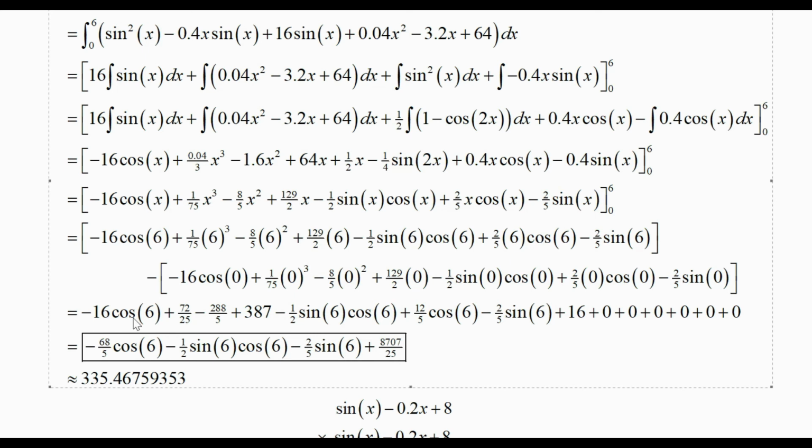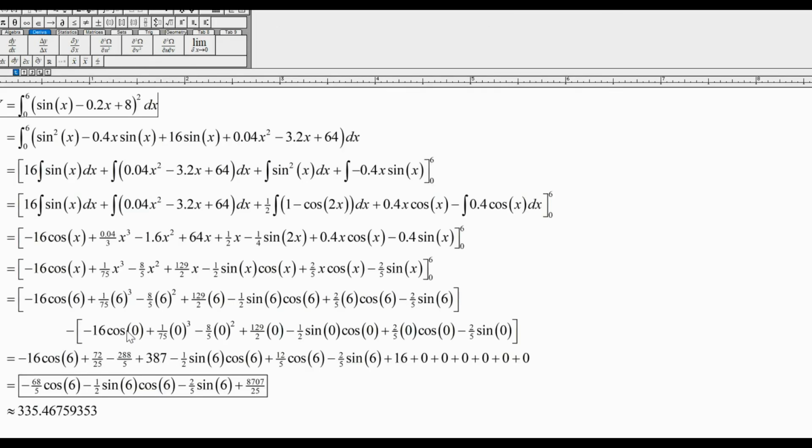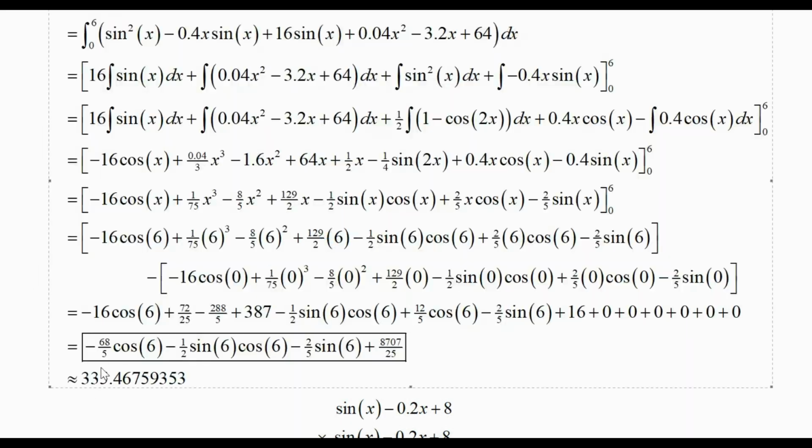So we got the negative 16 cosine, oops. I'm sorry, it's right. I've got a negative 16 cosine of 6, and I got a 12/5 cosine of 6. Negative 16, let's see, make that into fifths, multiply top and bottom by 5. That's negative 80 fifths.